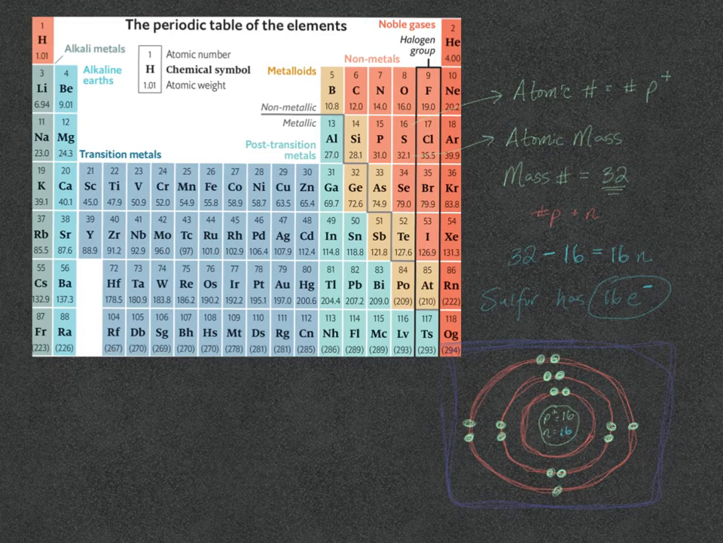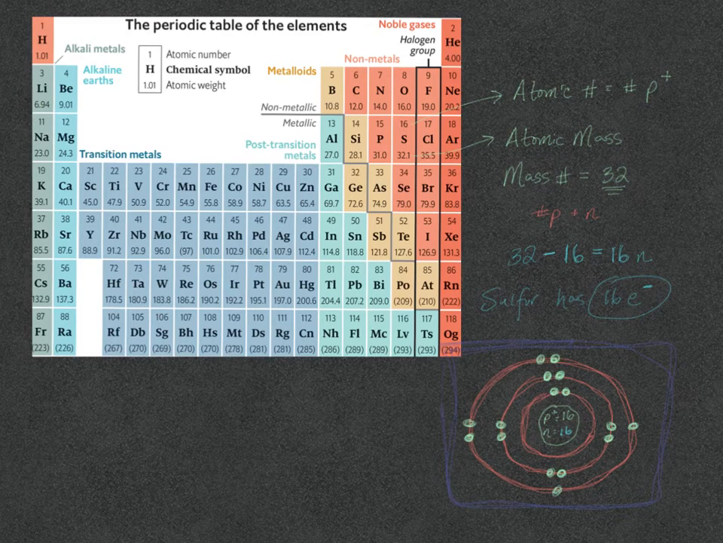The Bohr diagram shows a few different things. It shows the number of protons and neutrons that we have in the nucleus. It shows us how many orbitals that particular atom has. In this case, sulfur has 3 electron shells or orbitals. It also shows us how many electrons that atom has and where those electrons are located.